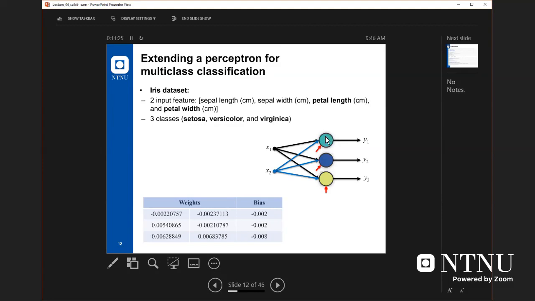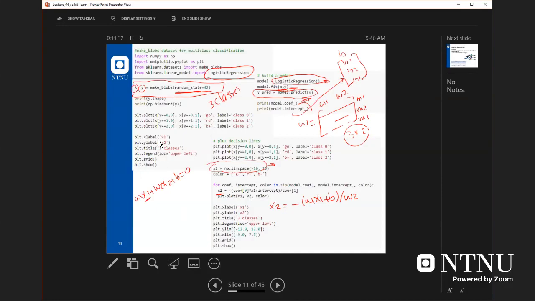Now the task is to do it for the iris dataset. It's the same code, but instead of working with these blobs, you will do it with the iris dataset. Here we have three classes and two features. It's the same. Now you can extend the perceptron for iris into multi-class classification, because in iris we have three classes: 0, 1, and 2.